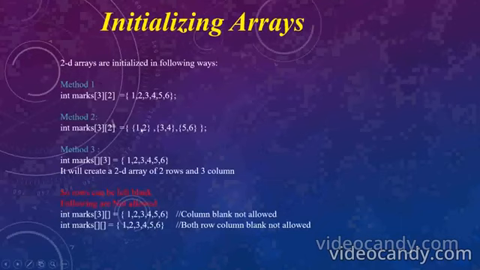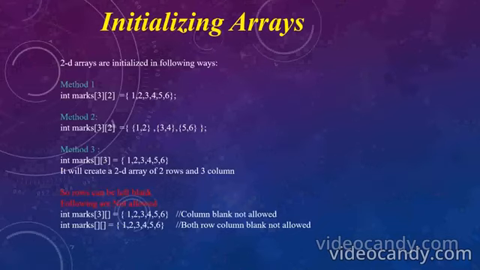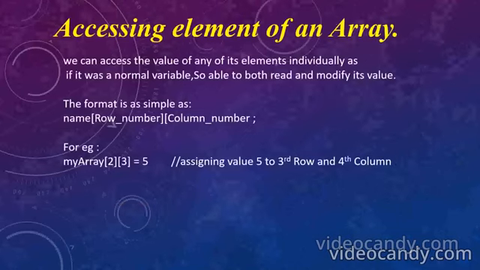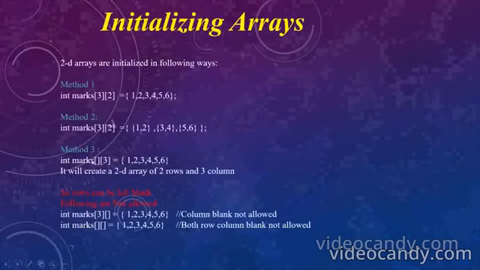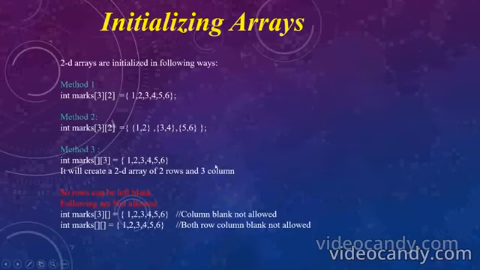The second way is to provide them in pairs, that is 1, 2 enclosed in curly braces, then 3, 4 and 5, 6. The third way is that we do not provide the row but provide only the column. In this example, I am saying int marks, where the row is blank and the column is 3, and the elements are 1, 2, 3, 4, 5, 6. It will create a 2D array with 3 columns and the number of rows will be 2.